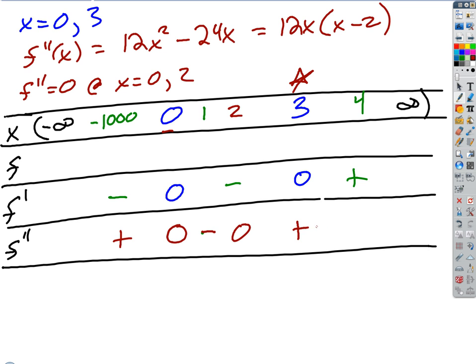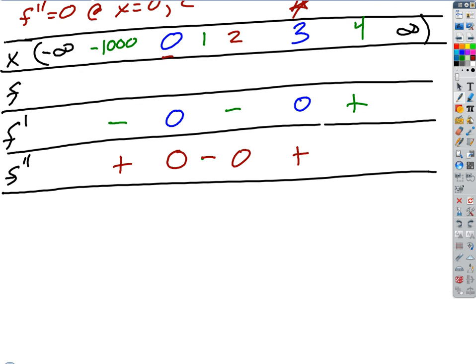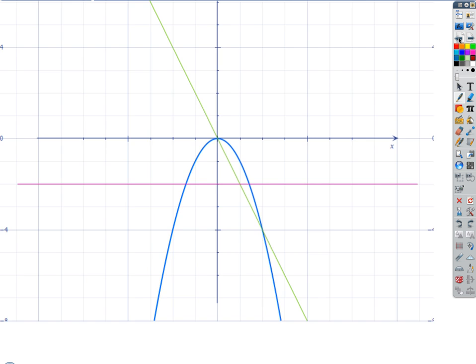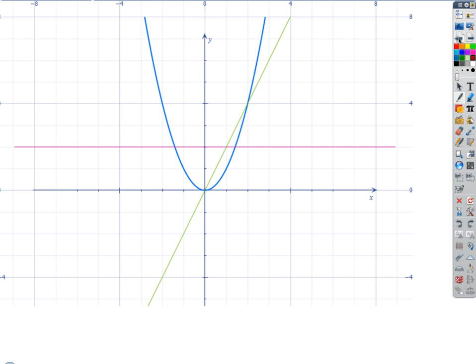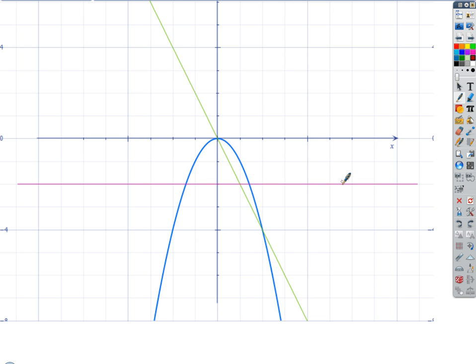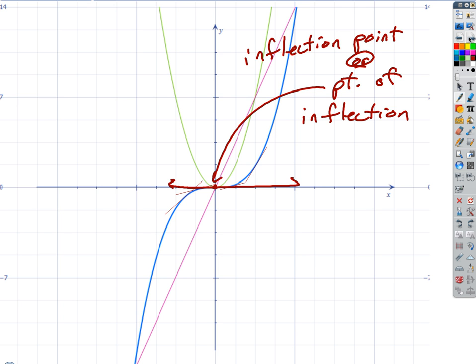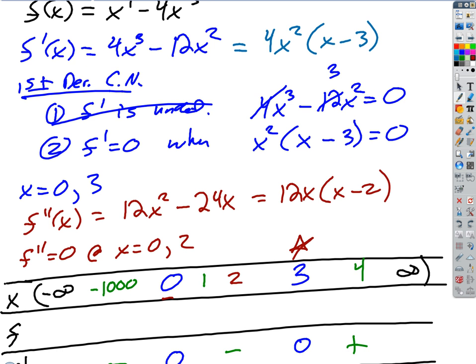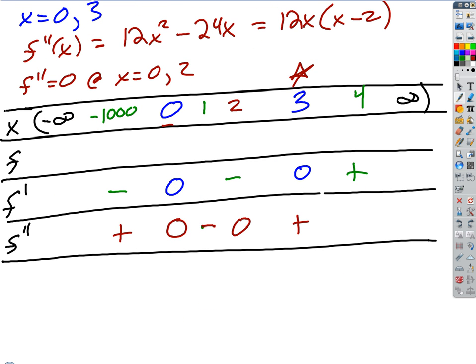So what does that tell us about concavity? Is a positive second derivative concave up or down? Up. So positive means concave up, and negative second derivative means concave down. So if we go over here, this means concave up, that means concave down, that means concave up, right?